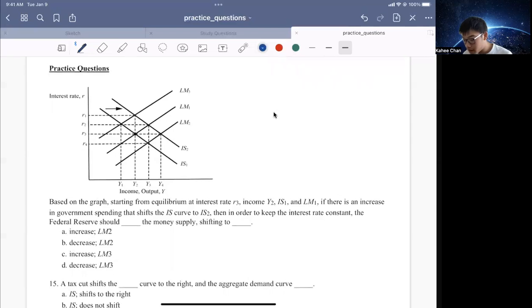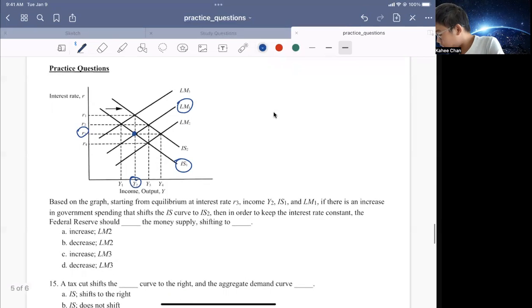If there is an increase in government spending, let's shift the IS curve to IS2. Then in order to keep the interest rate constant, the Federal Reserve should shift the money supply. So again, we have an equilibrium at R3, income Y2, IS1, and LM1. IS1, LM1. So I believe it's right here. The graph is kind of messed up, I know, but it's not that complicated.